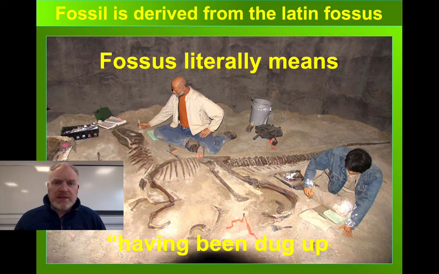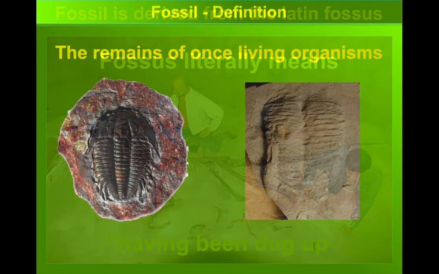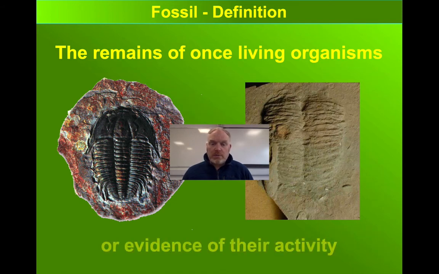Fossil comes from a Latin word, the word fossus, and that means literally having been dug up. A fossa, for example, is a ditch in Latin. A fossil itself is defined as the remains of a once living organism, or some evidence of their activity. Let's have a look at breaking that down a little bit.